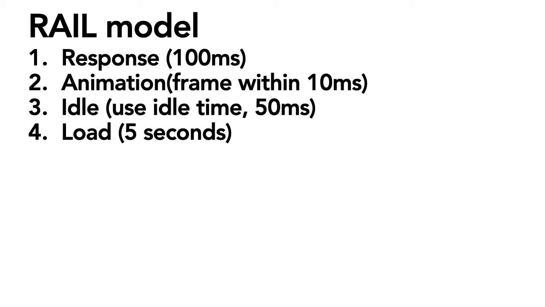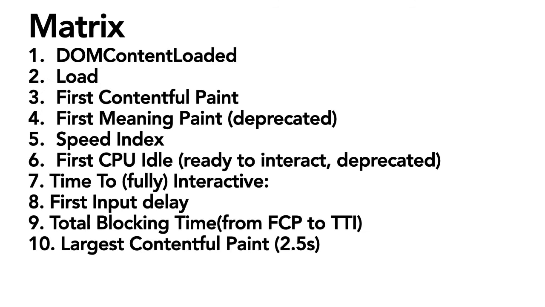And the RAIL model is Google's model to assess an application's performance, which is response. It must be instant, right? The animation must be smooth. Idle, you can use idle time to do extra work. And load, it shouldn't wait too long before the user goes away. And the metrics will be DOMContentLoaded and load. And please understand the difference between these two.